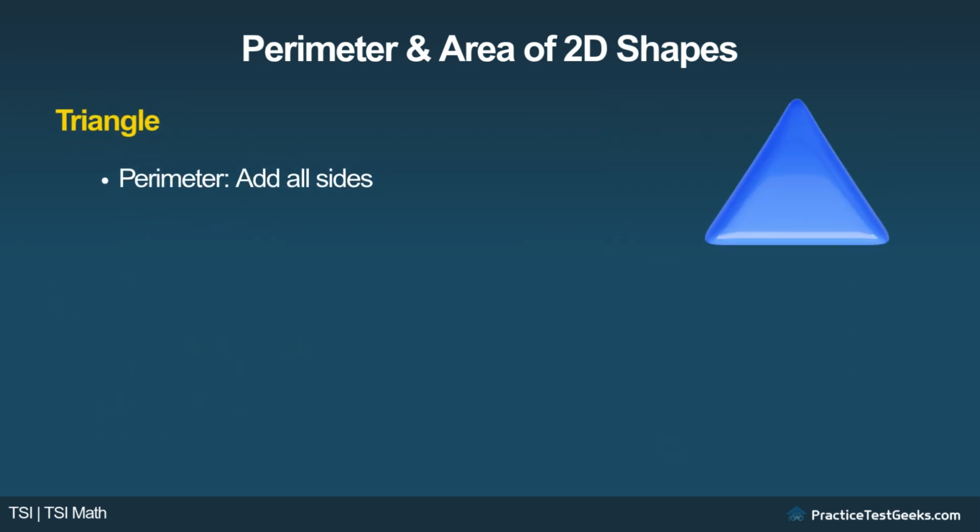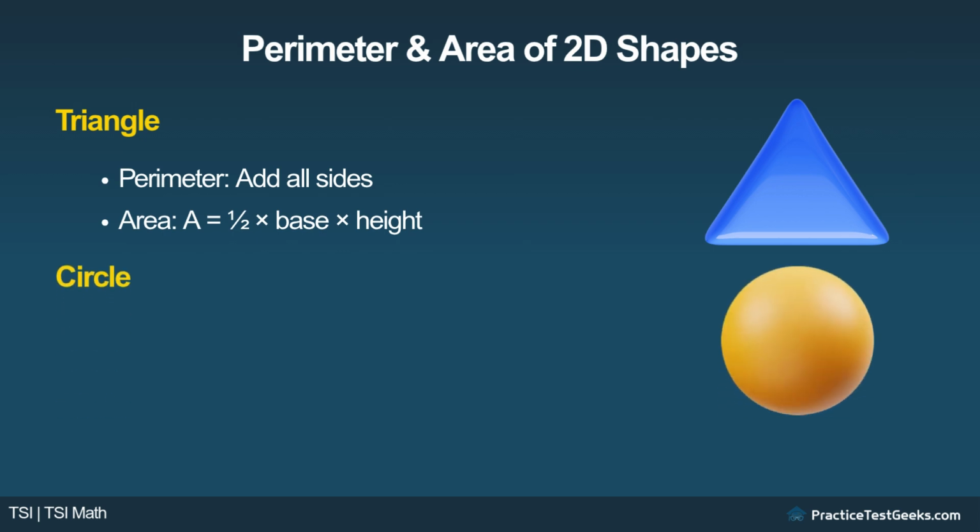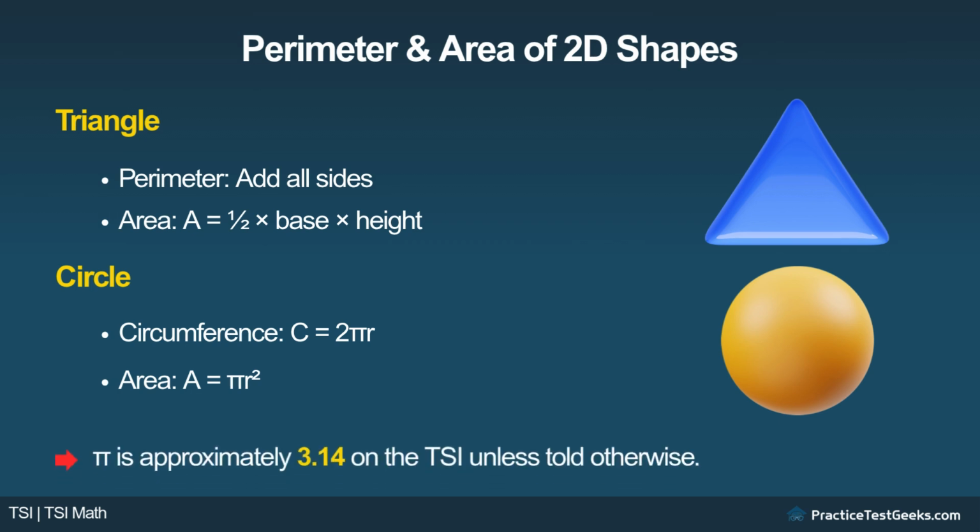Triangle. Perimeter: add all sides. Area: A equals 1/2 times base times height. Circle. Circumference: C is equal to 2 times pi times the radius. Area: A is equal to pi times the radius squared. Pi is approximately 3.14 on the TSI, unless told otherwise.